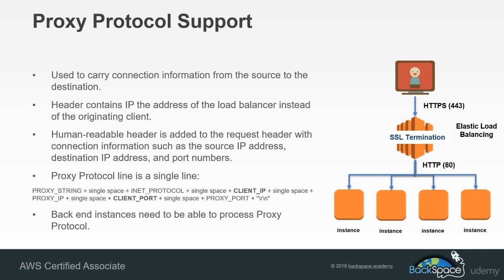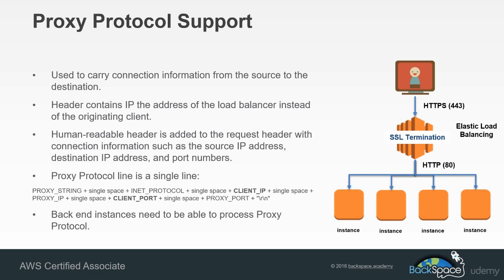So the proxy protocol line is a single line that is added to the header, and that will then include the client IP and client port. So that's what it will look like. Now, one thing to consider here is that back-end instances need to be able to process proxy protocols. So if you've got an Apache server behind that Elastic Load Balancer, it may not process that proxy protocol, so it may not work. If you've got a modern Nginx server, then that would be different. That would be able to handle that proxy protocol.